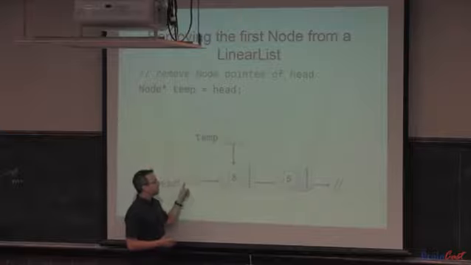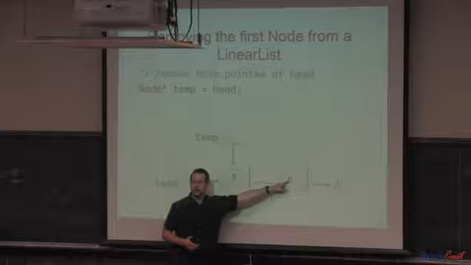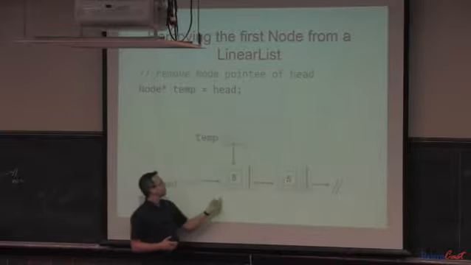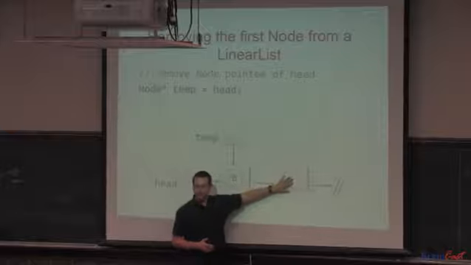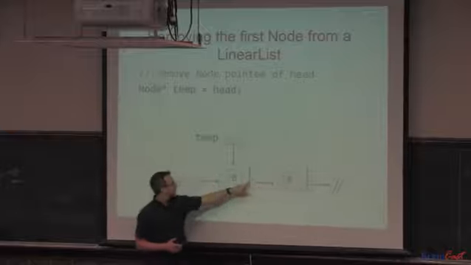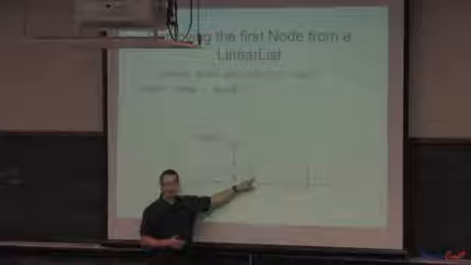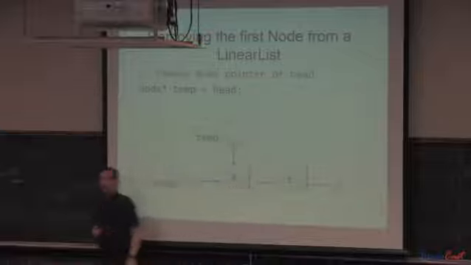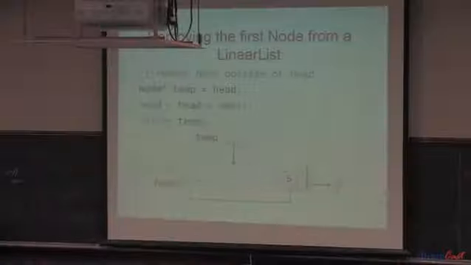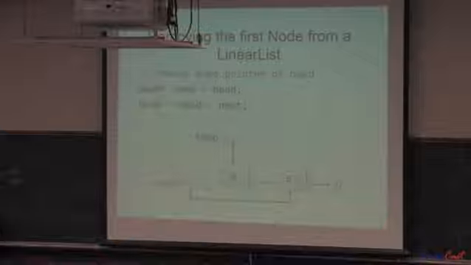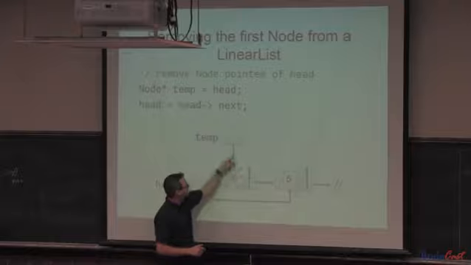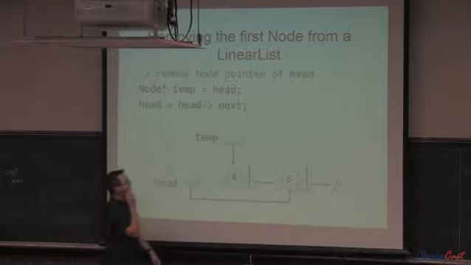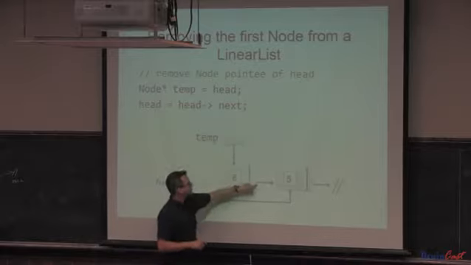So I want 5 to be the new head, right? So I can do head gets the value of whatever address this guy has. Who has this address? Temp next, right? So head gets the value of head next. Either one. You can call it head next or temp next. So now head is pointing to the 5. So is temp next.